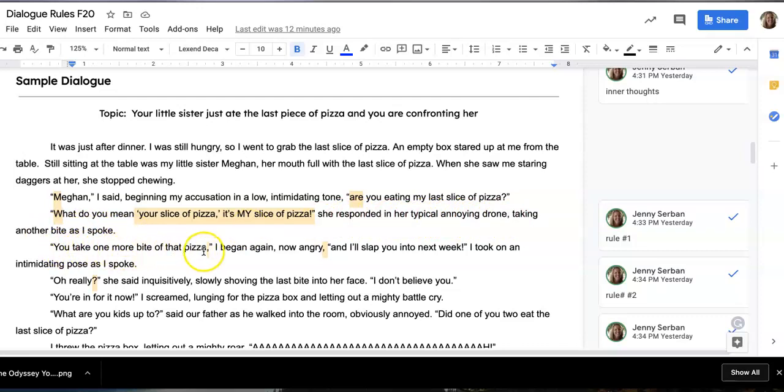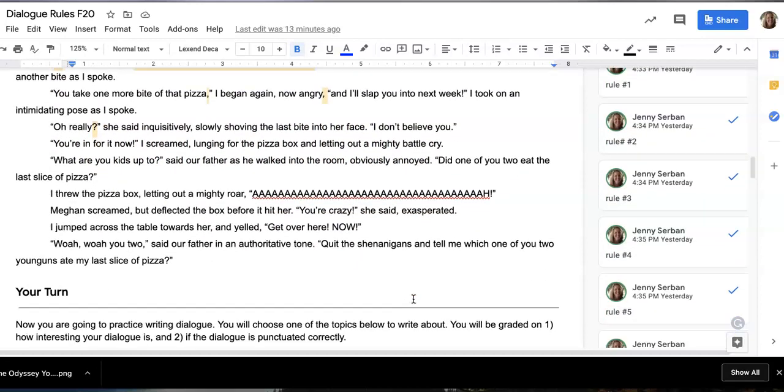It's my slice of pizza," she responded with her typical annoying drone, taking another bite as I spoke. "You take one more bite of that pizza," I began again, now angry, "and I'll slap you into next week." I took on an intimidating pose as I spoke. "Oh, really?" she said inquisitively, slowly shoving the last bite into her face. "I don't believe you." "You're in for it now," I screamed, lunging for the pizza box and letting out a mighty battle cry. "What are you kids up to?" said our father as he walked into the room, obviously annoyed.